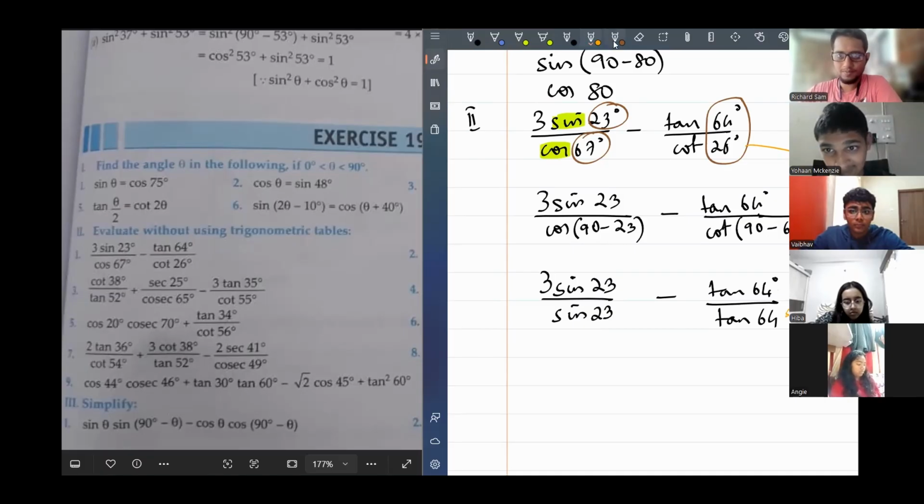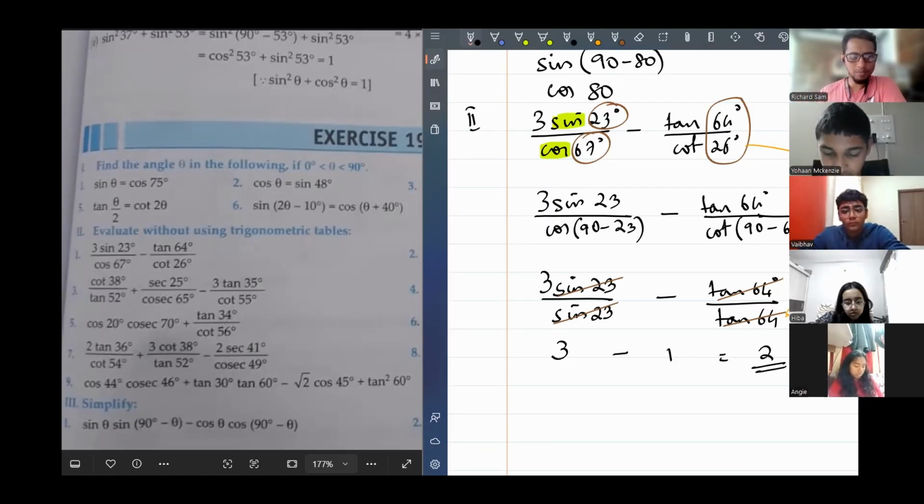Now what next? We can cut sin 23, we can cut tan 64. So what we have now in the numerator, we have 3 into 1. That's 3 minus 1. Answer is 2. See, your aim is to get them same in this case so that you can cut them and then you can solve it. Is this clear, everyone? Any doubt in this?